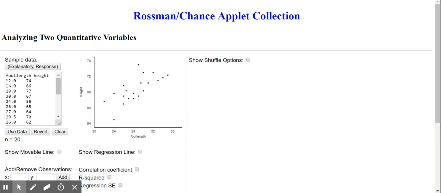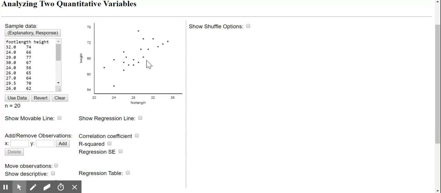This is sample data here that's just preloaded, foot length versus height of n equals 20 individuals. So you could switch the explanatory and response variables by clicking on this button up here. Okay, so what we've been learning is that when we have a scatter plot and it has a linear form, then we can summarize the form with a line. And if it has a strong linear form, then the line does a better job of summarizing.